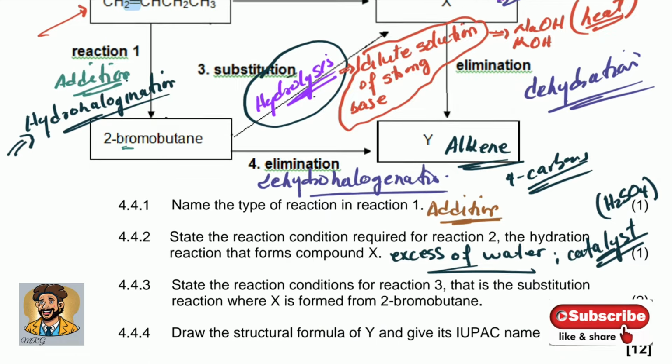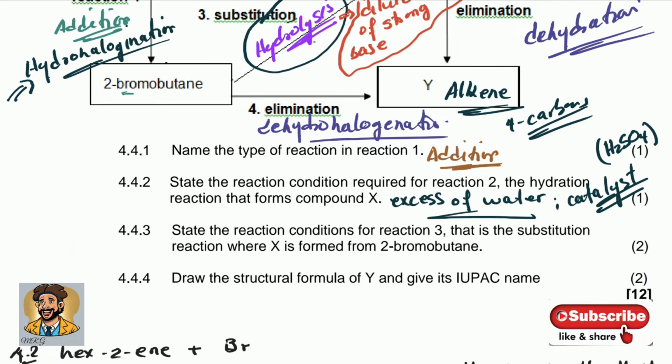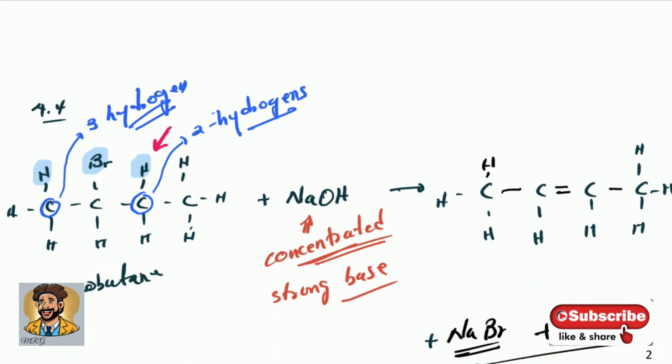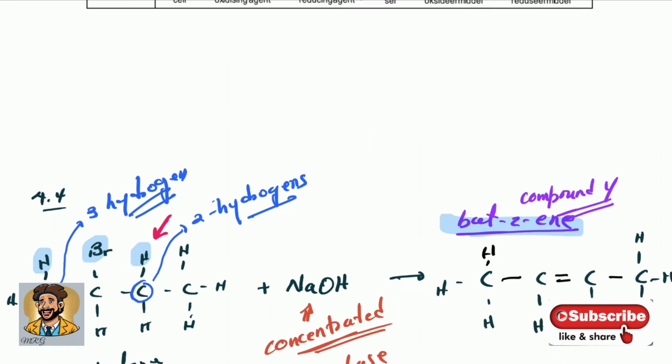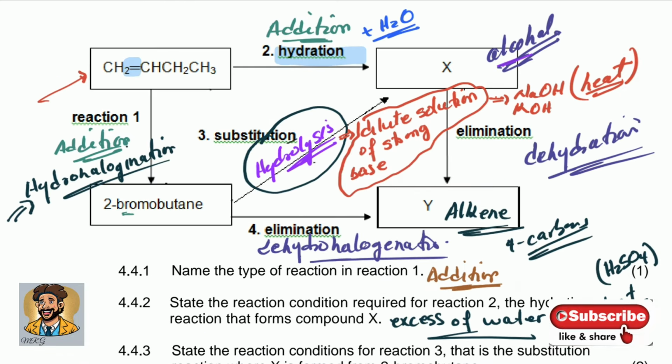The question says, draw the structural formula of compound Y and give its IUPAC name. So this is compound Y. This one is compound Y. And then the name is going to be butene. That is the name. Guys, we are done with this question. We can see that we started with that specific compound and we ended with an alkene that also has 4 carbons, but not necessarily the same.